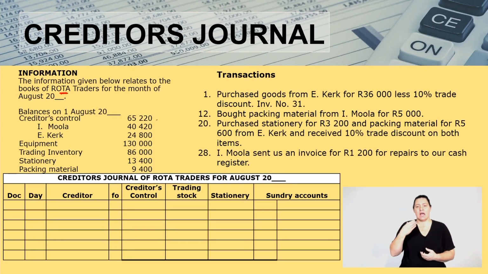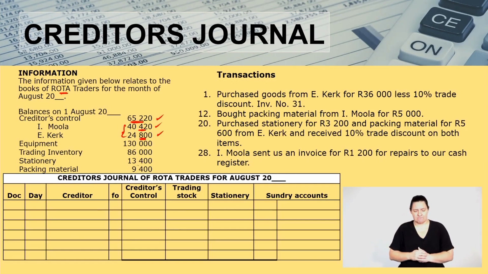The creditors control is 65,220. And then we have two creditors on our list, I. Muller with 40,420 and then E. Kirk with 24,800. If you add these two amounts, you will see how much they give you. So I want you to have a calculator close to you. Please punch 40,420 plus 24,800. How much do you see on your calculator? Yes, you will get the 65,220 as it is in the creditors control.